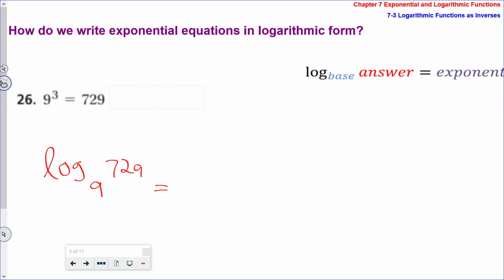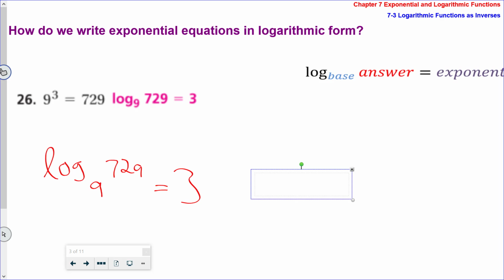Equals. Exactly. That's all you have to do. Log base 9, 729 equals 3. That's all you have to do to rewrite exponential form to logarithmic form.